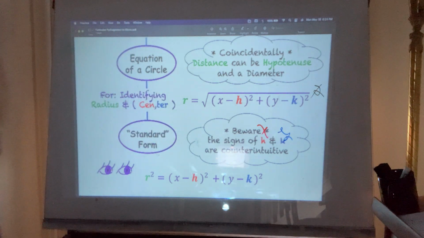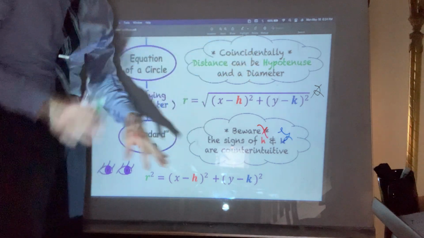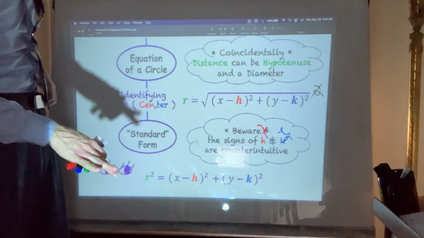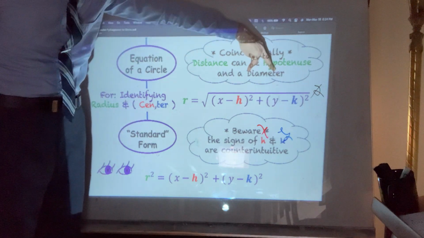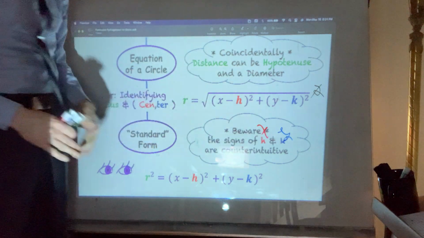Another thing to think of, sometimes the distance is a hypotenuse, and simultaneously, coincidentally, it is also a diameter. It depends on the circumstances of the problem. You have to be careful.